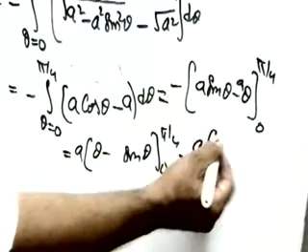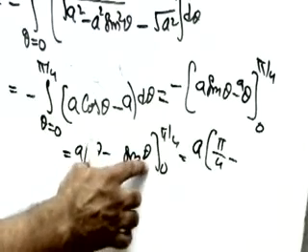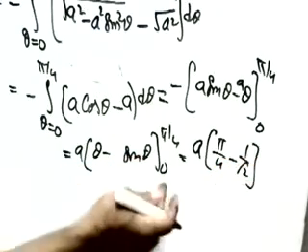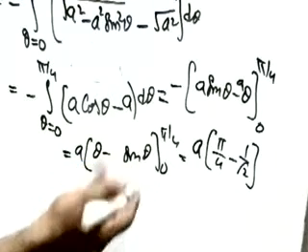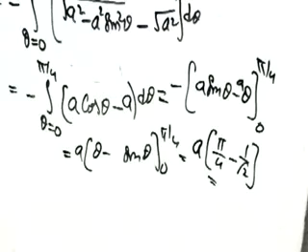Now we are having upper limit minus lower limit. Upper limit means in place of theta, pi by 4 minus sine pi by 4, which means sine 45 degrees, which is 1 by root 2. Lower limit, if you put 0, this will become 0, and this will also become 0. You can leave it here itself, or you can take the LCM. So this is the method.